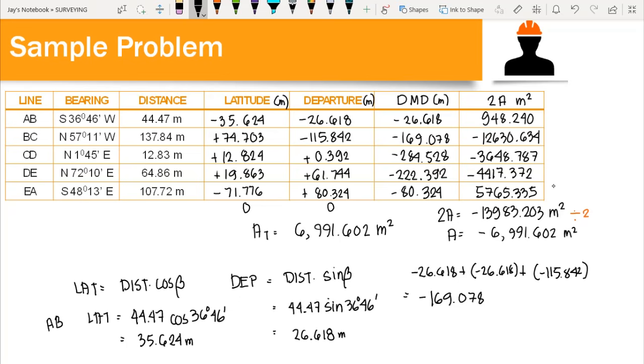Now, to compute for hectare, we know that 1 hectare is equivalent to 10,000 square meters, correct? So this means that the total area in terms of hectare is, we divide it by 10,000, that would give us 0.699 hectare. Okay, so this is our answer.